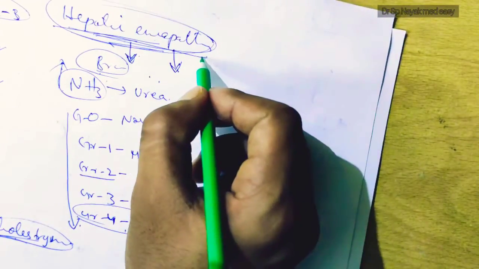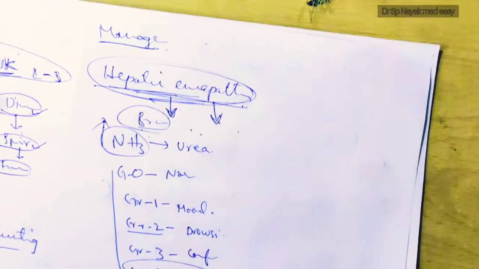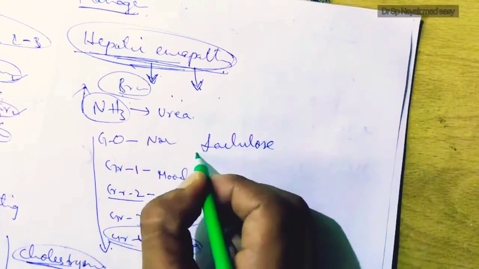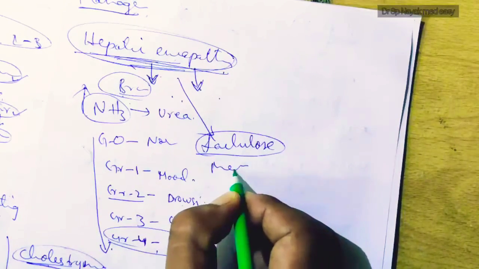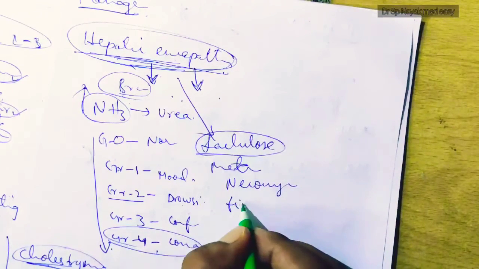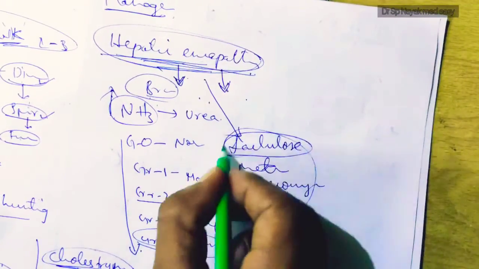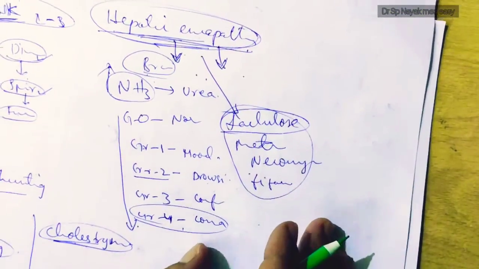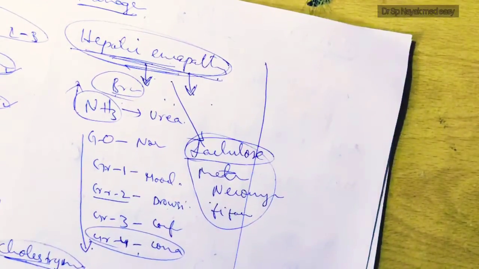And in hepatic encephalopathy, the drug of choice commonly given is lactulose. Lactulose is the common drug given in hepatic encephalopathy, and along with lactulose, metronidazole also can be given, and sometimes neomycin is given. Rifampicin is also given for hepatic encephalopathy. So these are some of the treatment options for hepatic encephalopathy, and along with these drugs, supportive treatment is commonly given. Okay, I think you understood about hepatic encephalopathy.